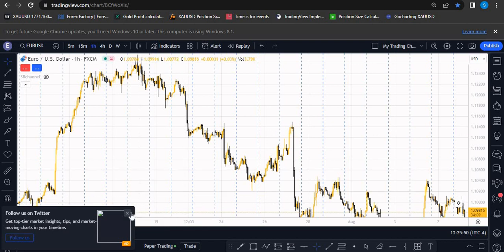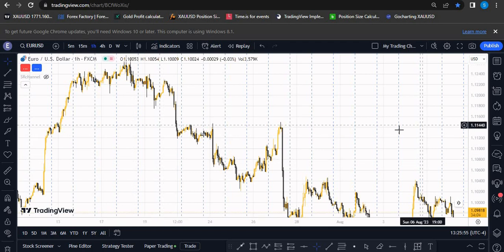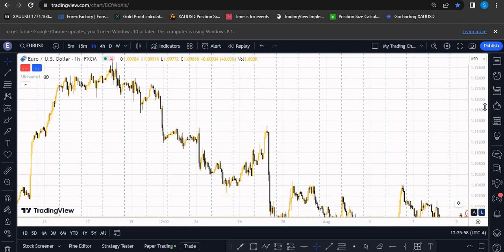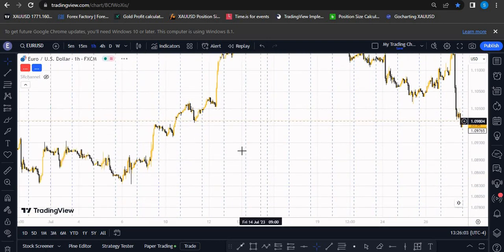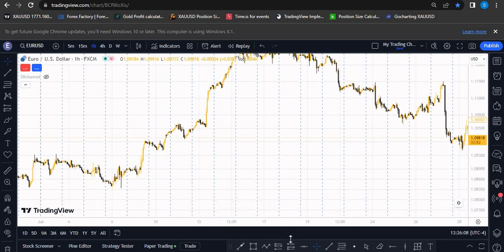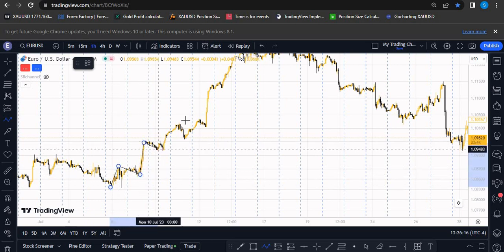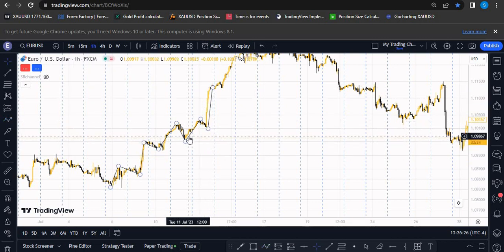So this is Euro USD. We are in the 1 hour time frame. I'm going to show you guys in the real chart. So this is how it looks for an uptrend. This is what the market is doing based on my own explanation. You can see the market creates something we call higher high, higher low, higher high, higher low. This is what the market has been creating. This indicates that the market is in an uptrend.